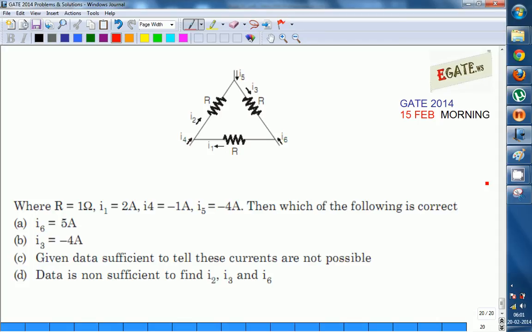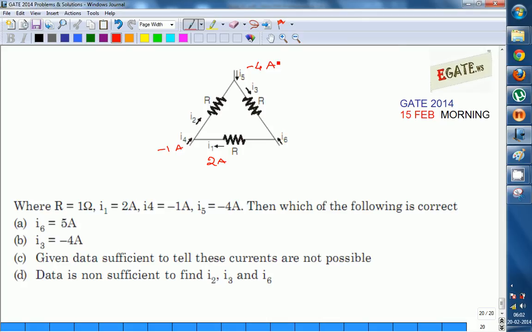First of all, we will indicate the currents. I1 is given as this one, I1 is 2 amperes. The direction is the same as we are going with, so this is 2 amperes. Next, I4 is minus 1 ampere. Next, I5 is this one, I5 is equal to minus 4 amperes. These are the currents given. So which of the following is going to be correct?